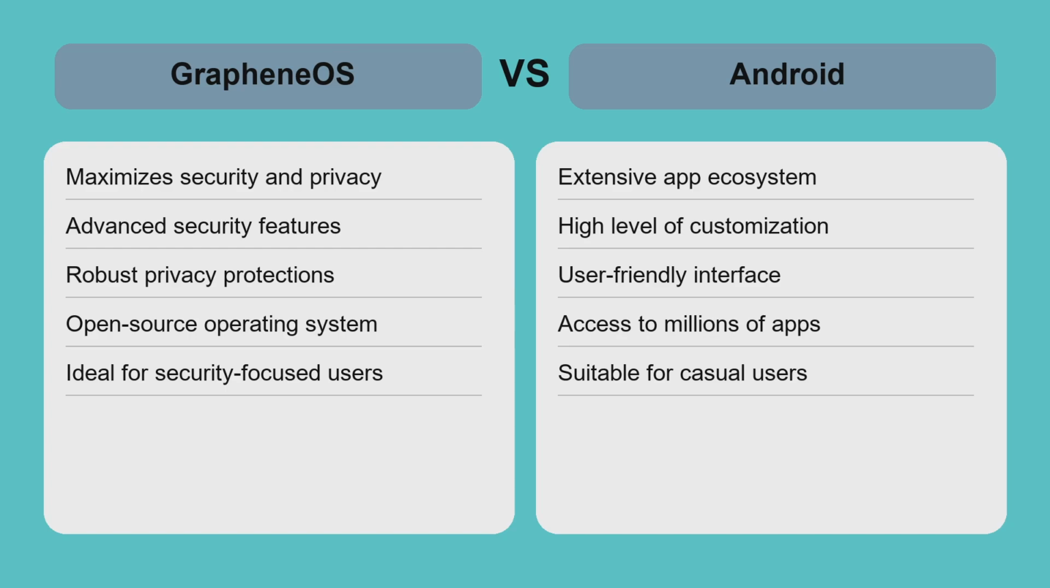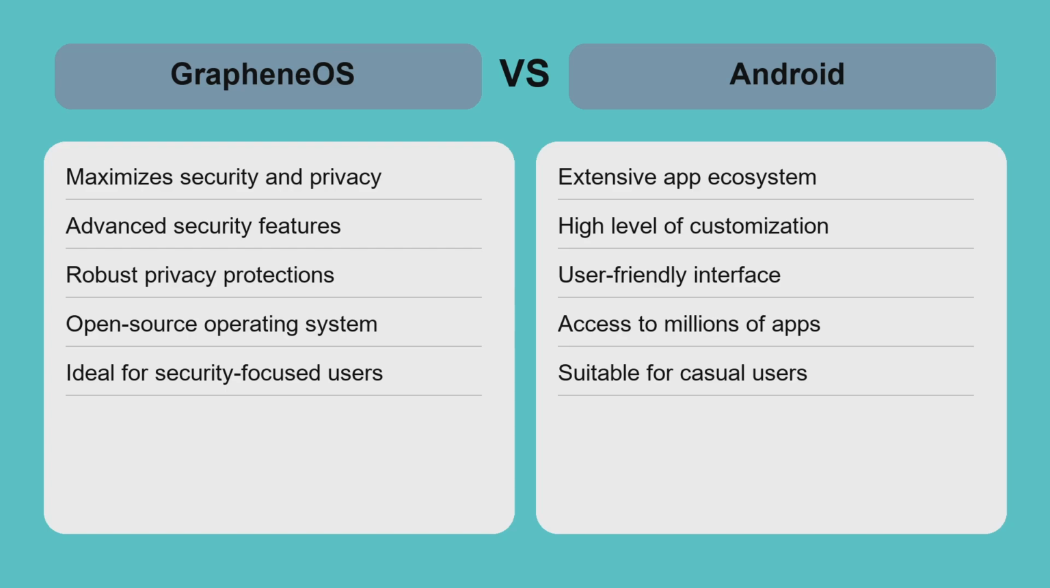For a user focused on privacy, GrapheneOS provides a fortified environment that minimizes data leaks and tracking. In contrast, an Android user may enjoy the convenience of accessing a wide range of apps, but might compromise on privacy. For example, a professional handling sensitive information would benefit from GrapheneOS's security features, while a casual user who enjoys gaming and social media might prefer Android for its extensive app offerings.